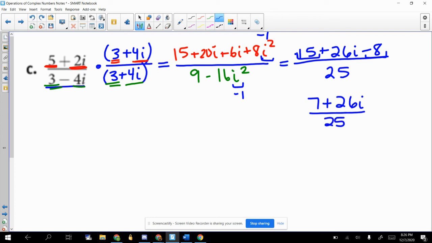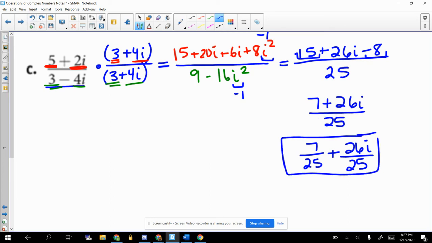We have no more i's in the denominator. So I'm just going to split this up. 7 over 25 plus 26i over 25. And notice all I'm doing is basically splitting up the numerator into two separate ones and putting them both over the same denominator. Okay, so this right here would be your final answer. 7 over 25 plus 26i over 25. Okay, so that right there is division.